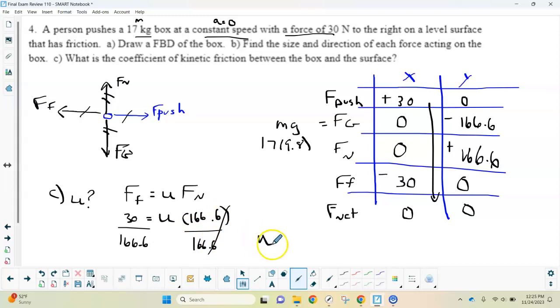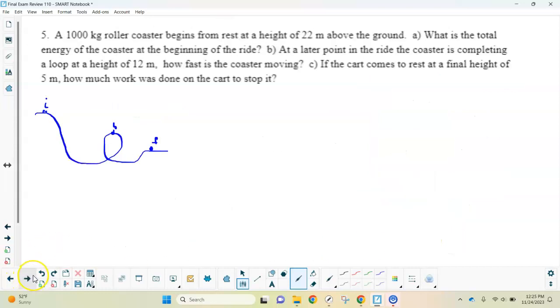So the coefficient turns out to be, I rounded this a little bit, but it's like 0.18, so that's really close. It's like 0.18000 something, but that's the coefficient of kinetic friction, which is describing how slippery the surfaces are that are going together. All right, the next one, only a couple more.